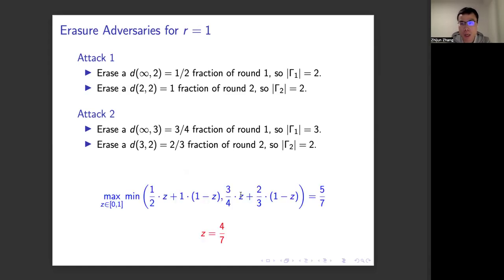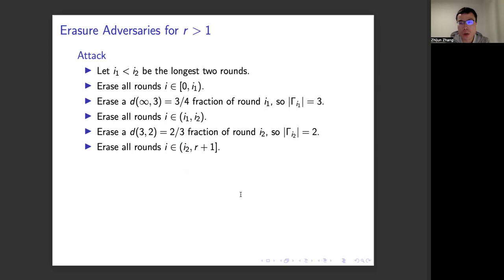And if we optimize over a different allocation of communication between two different rounds, we can see no matter how we allocate the communication, the max resilience we can achieve is upper bounded by 5/7. And this 5/7 is achieved only when the 4/7 fraction of the communication is allocated to the first round, and the remaining 3/7 is allocated to the second round.